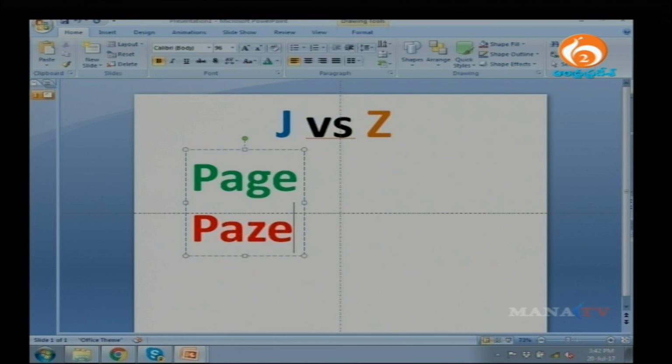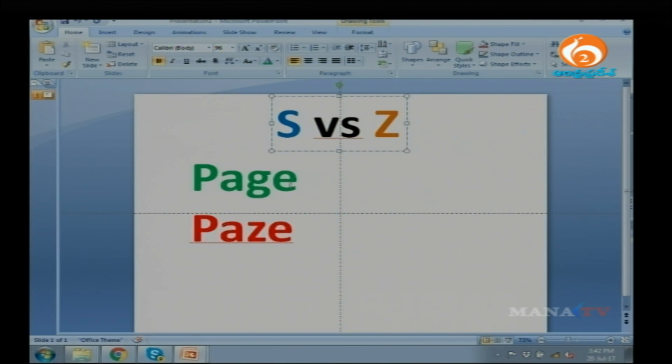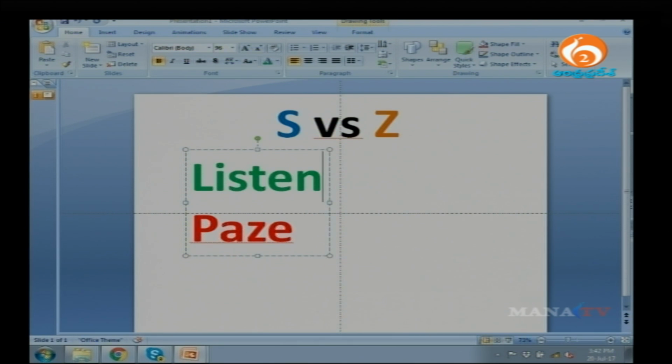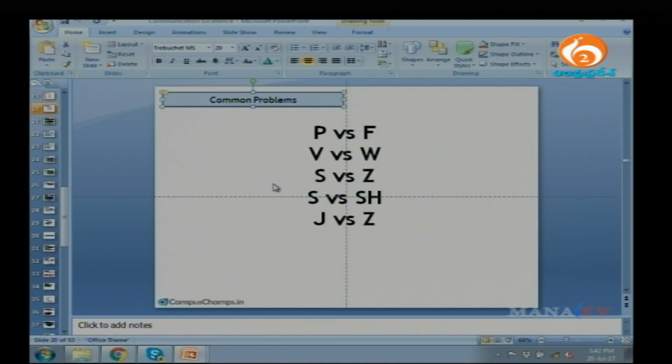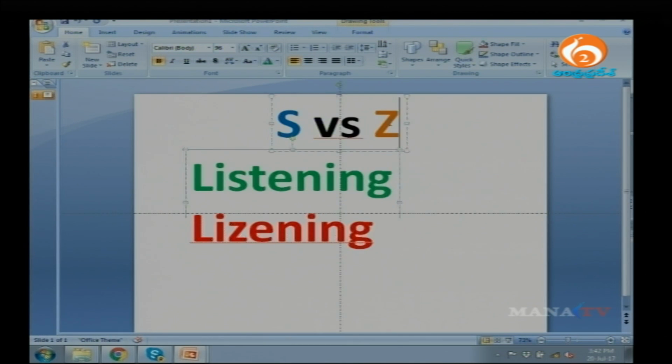All right. For example, s versus z, quick example which I wanted to give you. For example, I have a word which is listen. They end up saying lizten. The actual pronunciation is listen. If I have the word listening, they end up pronouncing that as lizzening. So that's the s versus z problem again.